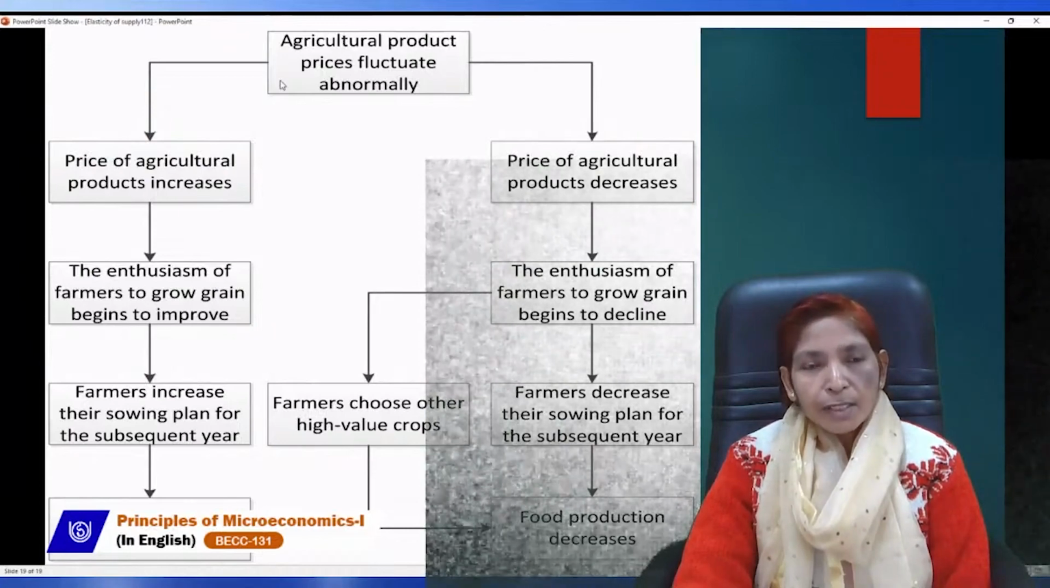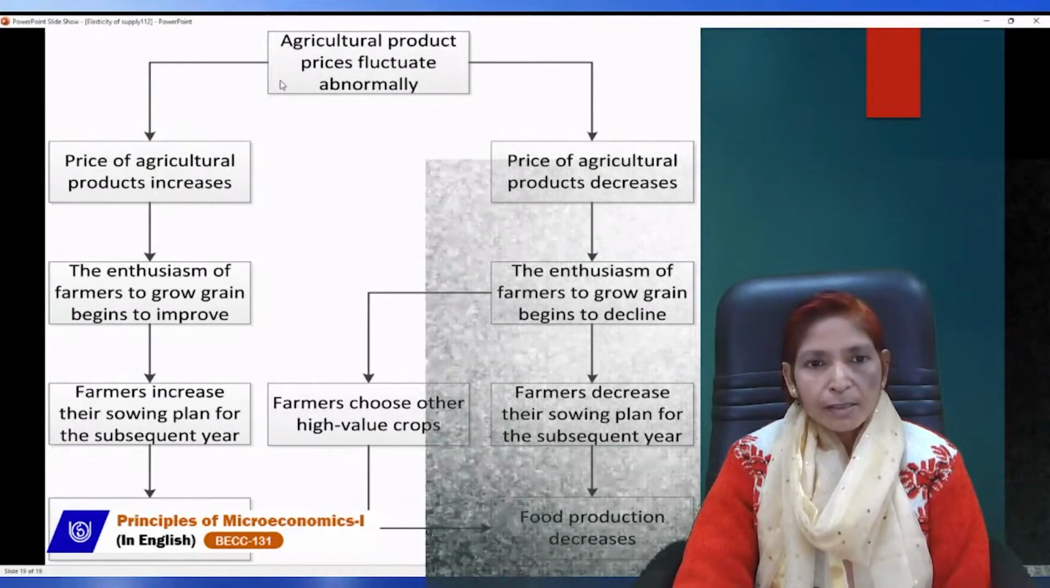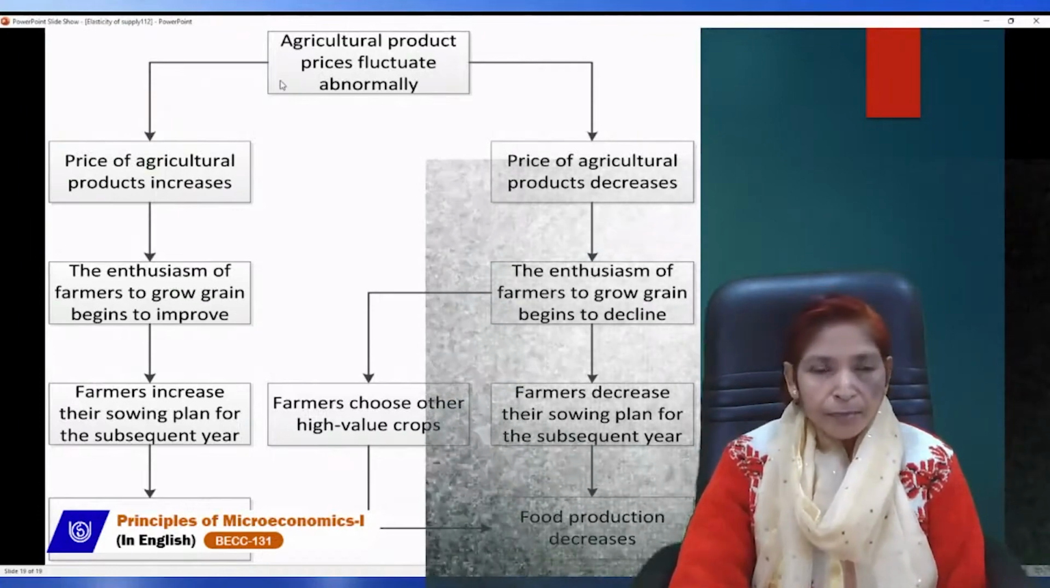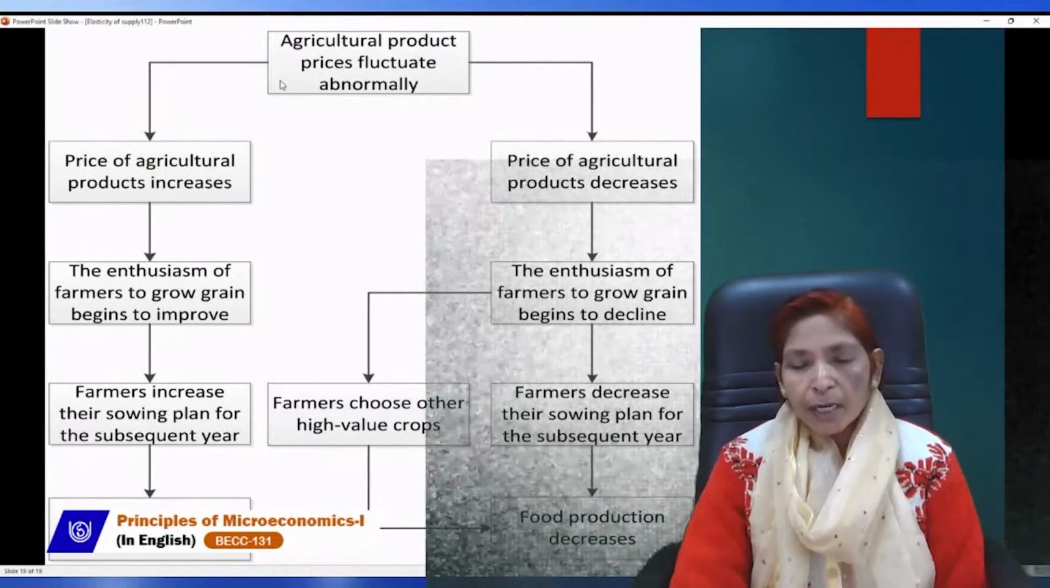So we have discussed all these topics in this chapter, in this unit: elasticity of supply and applications of demand and supply.